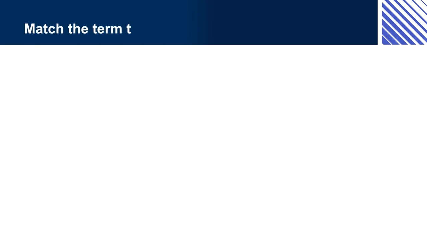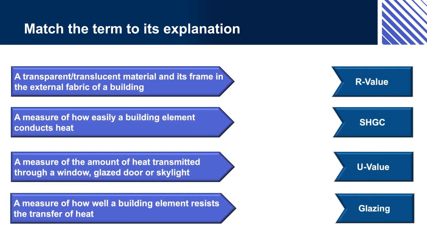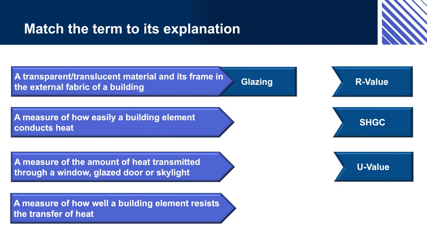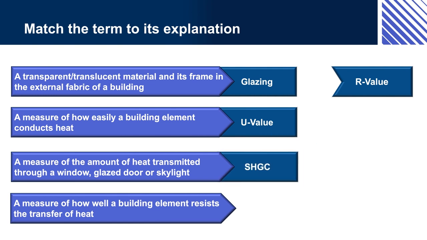Match the term to its explanation. A transparent, translucent material and its frame in the external fabric of a building is glazing. A measure of how easily a building element conducts heat is U value. A measure of the amount of heat transmitted through a window, glazing door, or skylight is SHGC, solar heat gain coefficient. A measure of how well a building element resists the transfer of heat is R value.